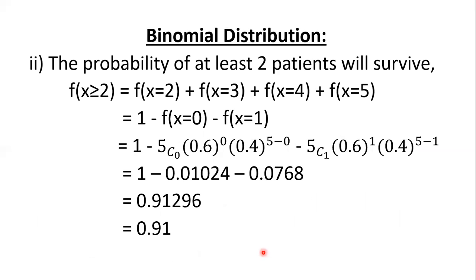Dear cadets, now the question Roman 2. The probability of at least 2 patients will survive. That is, f of x greater than or equal to 2. It means f of x greater than or equal to 2 equals f of x equal to 2 plus f of x equal to 3 plus f of x equal to 4 plus f of x equal to 5.